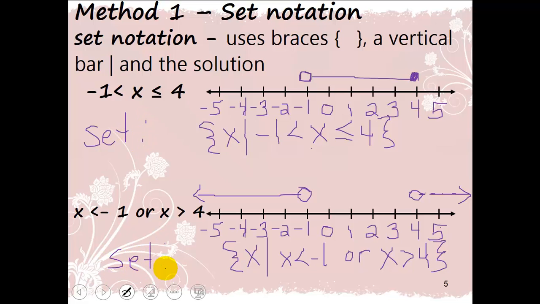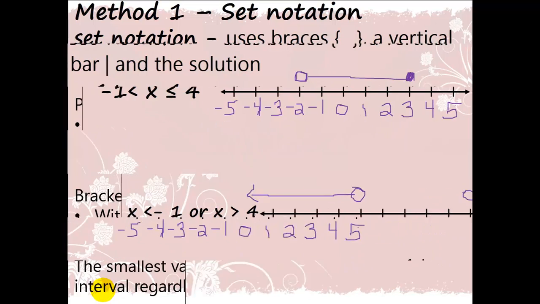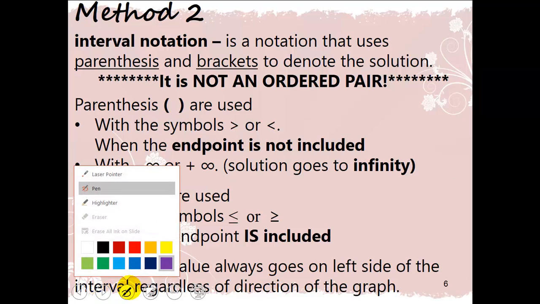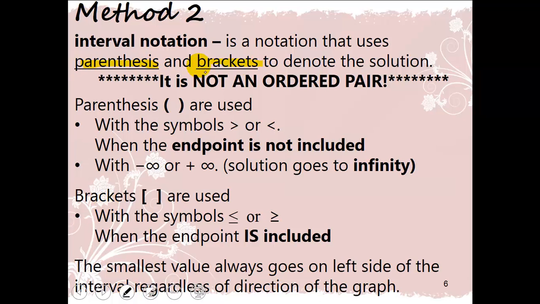Okay? Now, the second method is called interval notation, and while it seems more difficult in the beginning, it's actually much easier to write. This is a notation. Instead of using the braces, it uses parentheses and brackets. One thing that students get confused about is that they kind of think of it as an ordered pair. It is not an ordered pair, so you want to make sure you understand that.